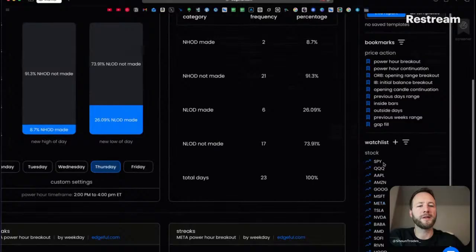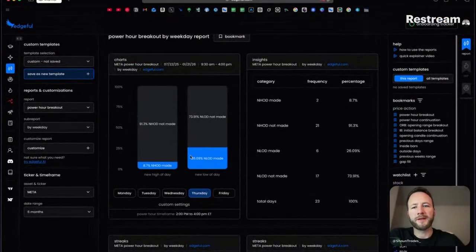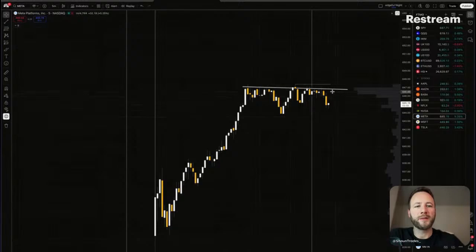So this is Meta. You can see that there is an 8% chance on a Thursday in the last 6 months that there's a new high of day. So there's an 8% chance it goes back above this line. Not bad.